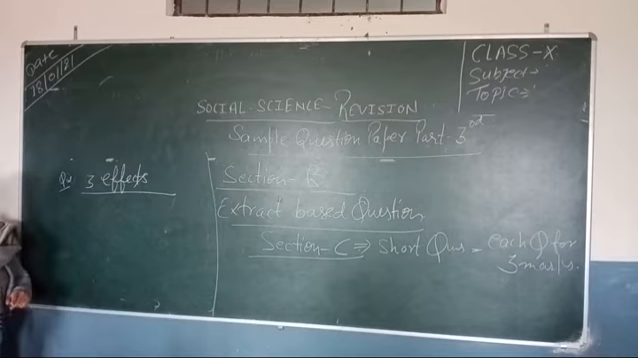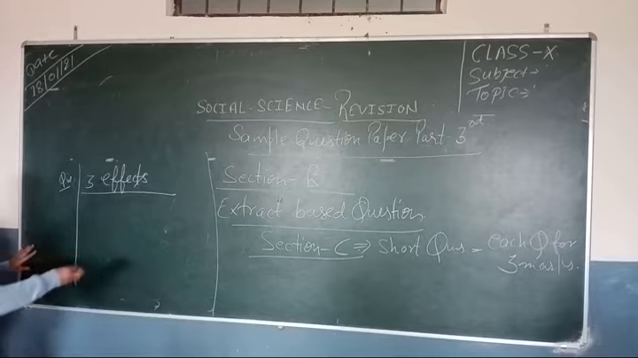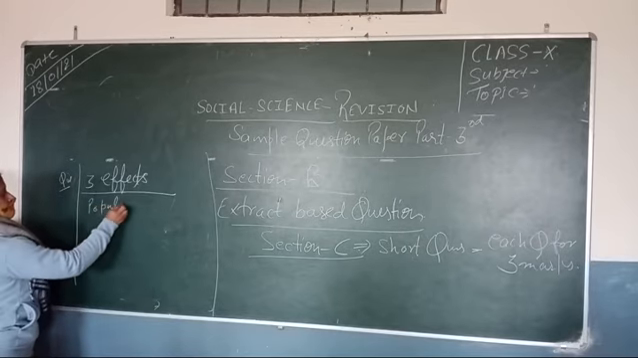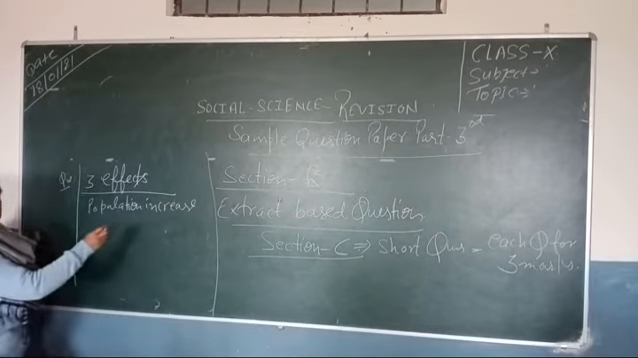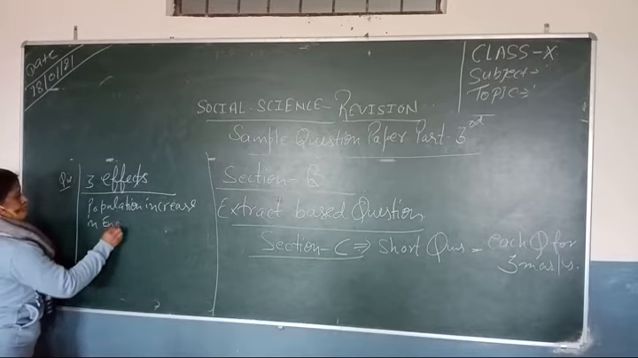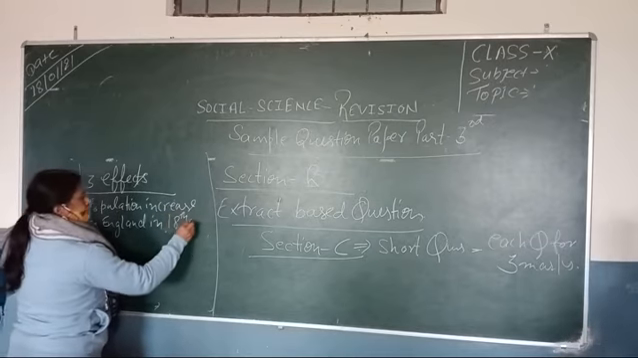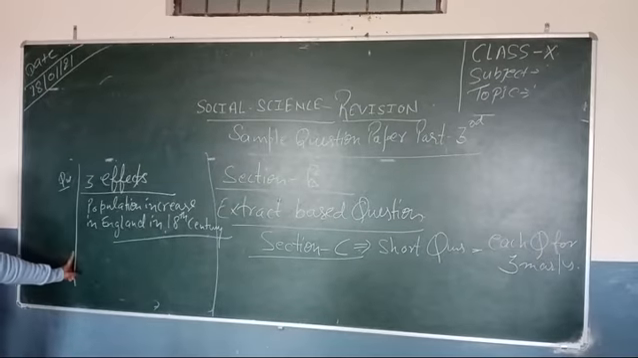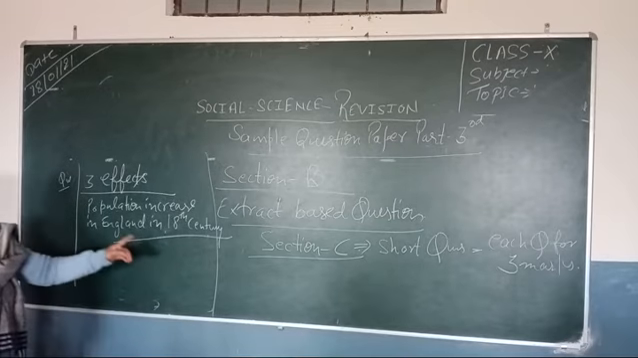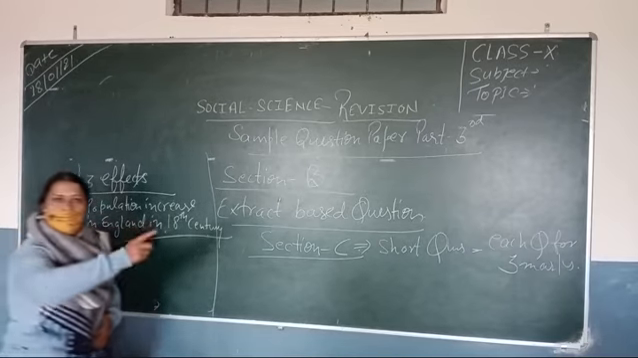So, 3 effects. What are the 3 effects when the population increases? Now first of all, population increase, where? In England. Which century? In the 18th century. Frankly tell me how many of you know the answer. You have to give me 3 different effects of population increase in England during the 18th century. How many of you know the answer?